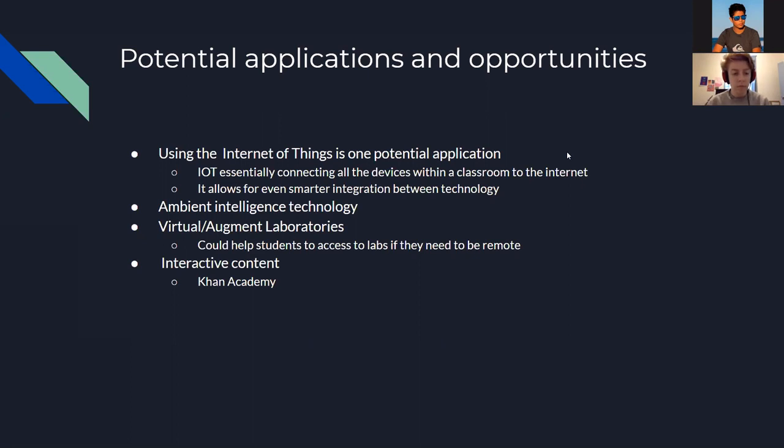Another application is virtual and augmented laboratories. So if students couldn't necessarily go to a lab because they had either a medical condition or they just couldn't make it physically to the lab, then they would be able to access it via VR or AR. Interactive content. So Khan Academy is a great example of interactive content. Sometimes students don't necessarily learn much from in-person lectures, but having an interactive website such as Khan Academy really helps the student learning process.